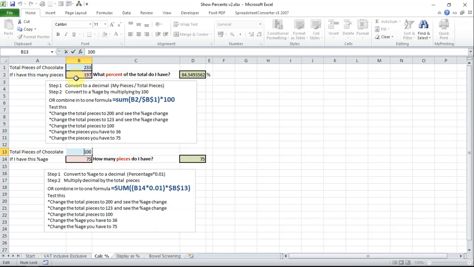You can combine this in Excel in one formula. For example, equals sum B2 divided by B1 times 100.